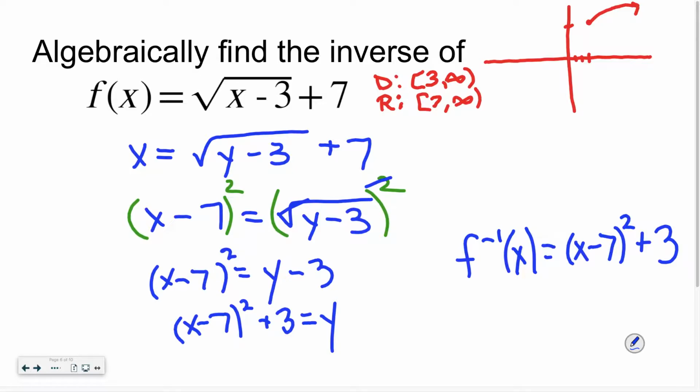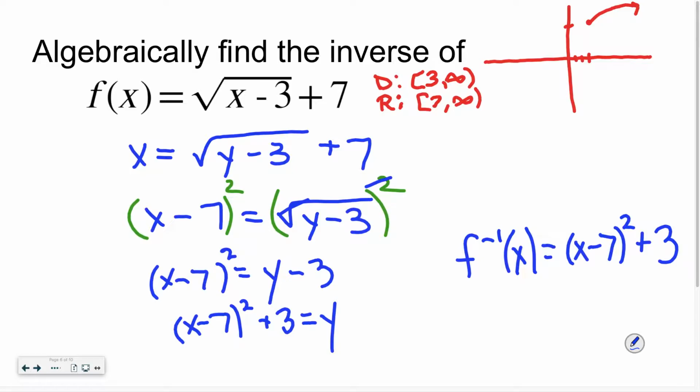And leave it like this. There's no need to multiply this out, because we like to think of our transformation so we can easily think about how that 7 and 3 are affecting our graph. Now, here's the tricky part. I wouldn't say that it's tricky, but it's easy to overlook. What did I tell you about the domain and range from function to inverse?